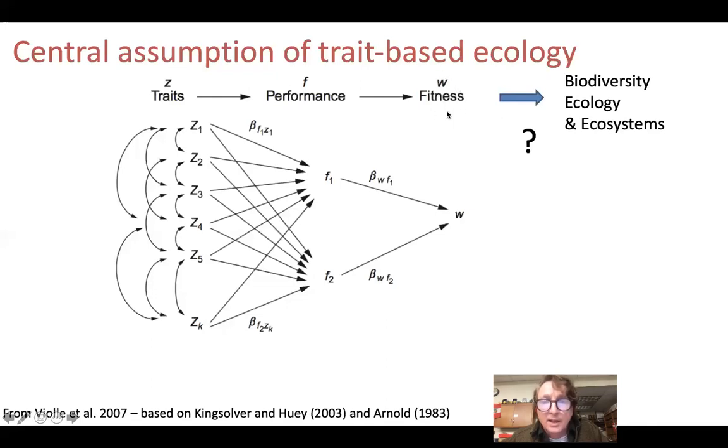So how well an organism survives in a given environment, how well an organism reproduces in a given environment. So there's this linkage, this hierarchical linkage going from traits to performance to fitness. Now, also within ecology, these linkages are within an individual and then ultimately a population. But then in ecology, we want to make the linkage between traits and biodiversity, ecology, and ecosystems.